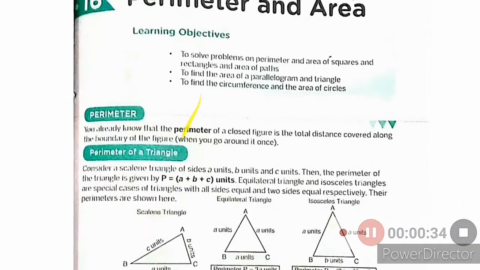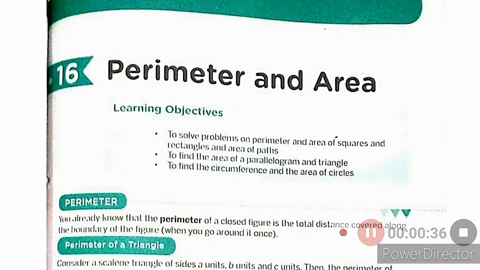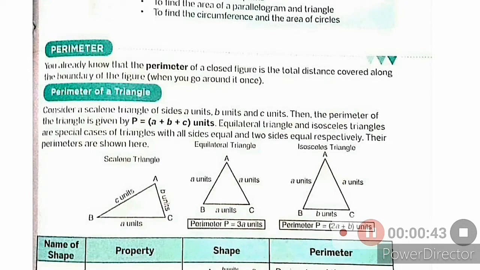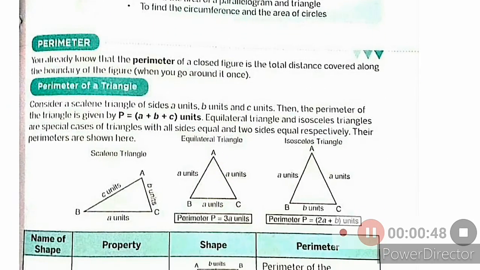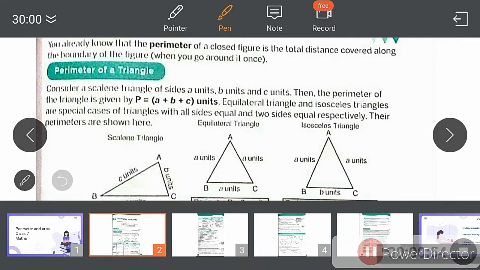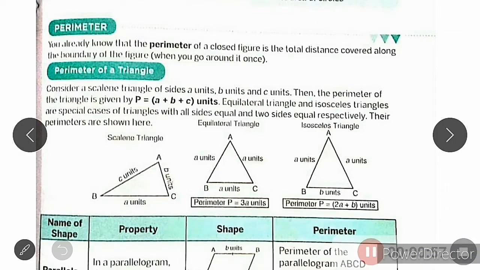So the first thing before starting the chapter is, what is a perimeter? A perimeter is the total distance that is covered along the boundaries of the figure. Like here I have this triangle. The total distance which is there along the boundaries is known as the perimeter. To find the perimeter of different objects, we have to do different things.